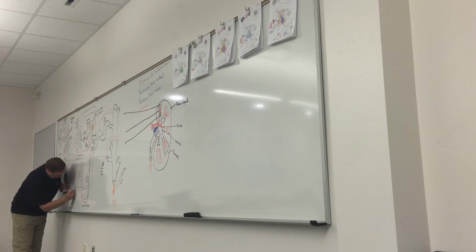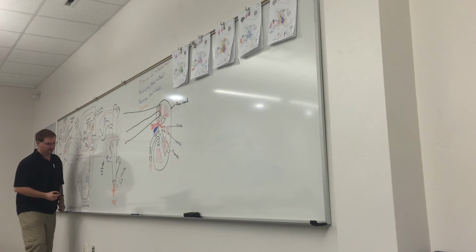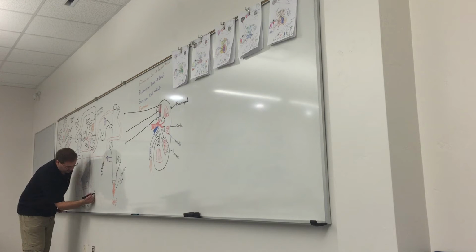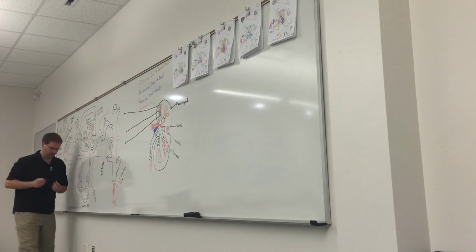The descending limb. I'll just draw a line to it. And then this part here is the ascending limb. All right, you guys cool with that so far?